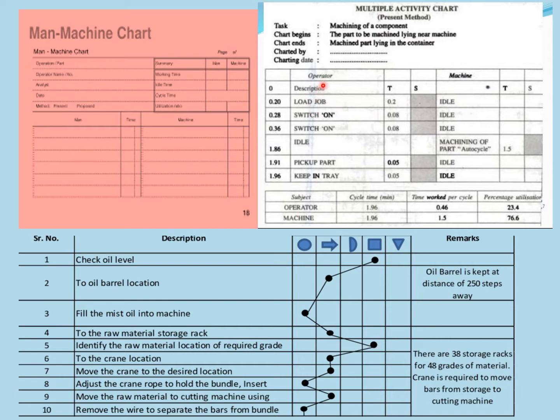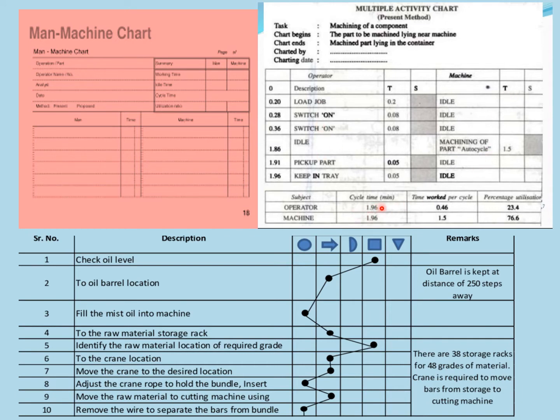Basically, this is the operator and this is the machine. When the operator is loading the job, it takes 20 seconds, but the machine is idle. But when the machine is running, the man is idle. So can we give some other work, either on this machine when it is idle or when the operator is idle? Can he do something different? That means we can improve the utilization of the man or machine.